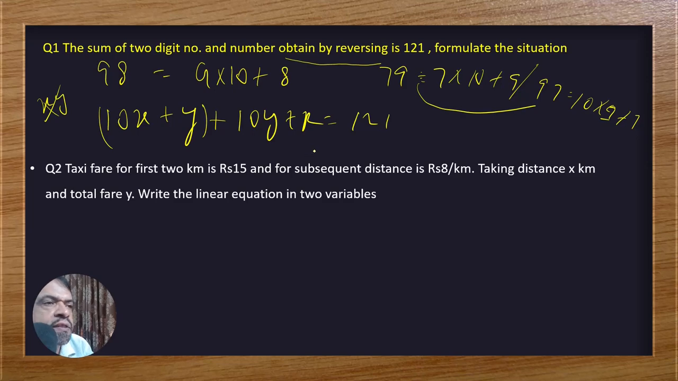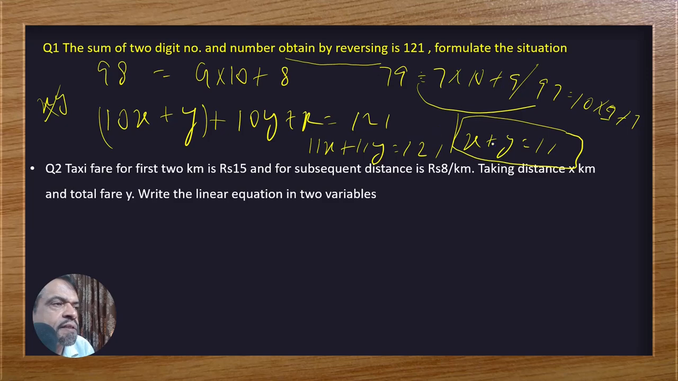If we add all these, 11x plus 11y is equal to 121. So we divide the whole equation by 11, and we will get x plus y is equal to 11. So this is the situation we performed in mathematical form. x plus y is equal to 11 because we divide the whole equation by 11. 11 times 11 is 121.